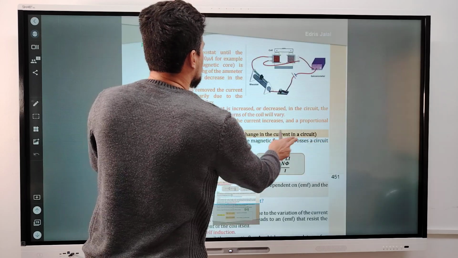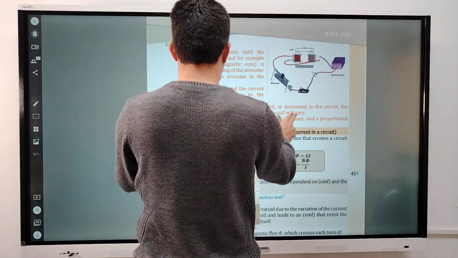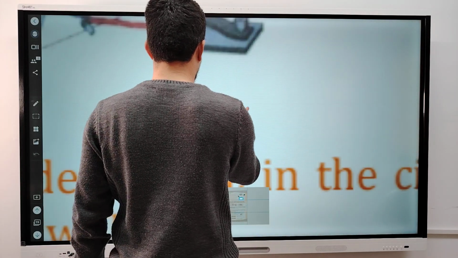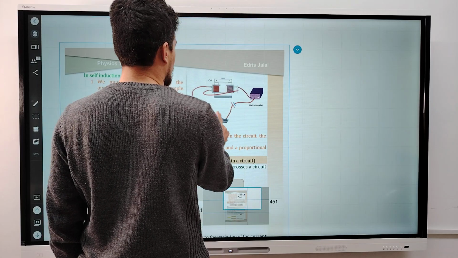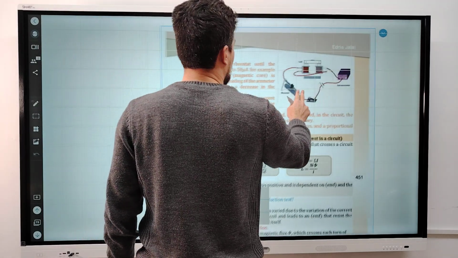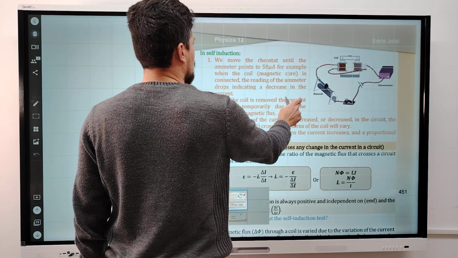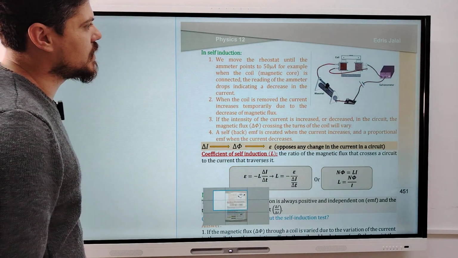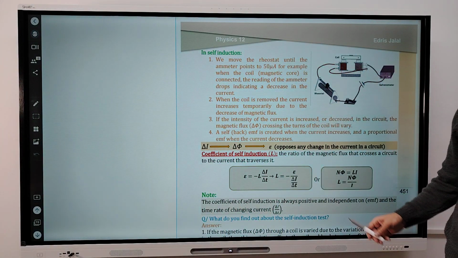So the self-inductance is as a result of what? Changing the current or changing magnetic field. Look at this experiment. What do we have in this experiment?